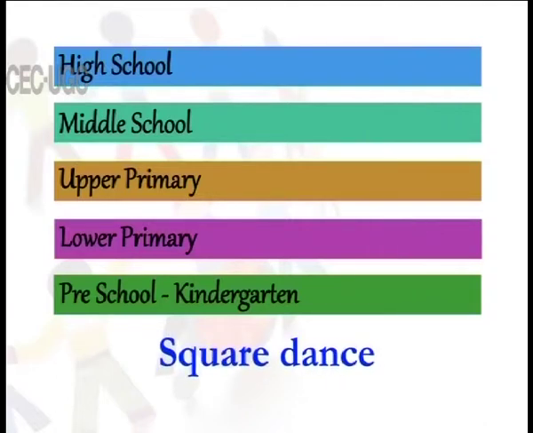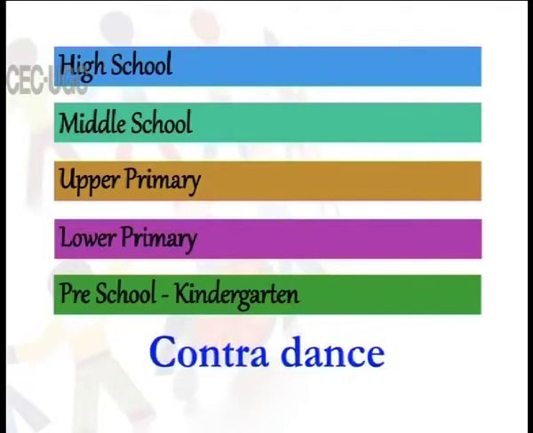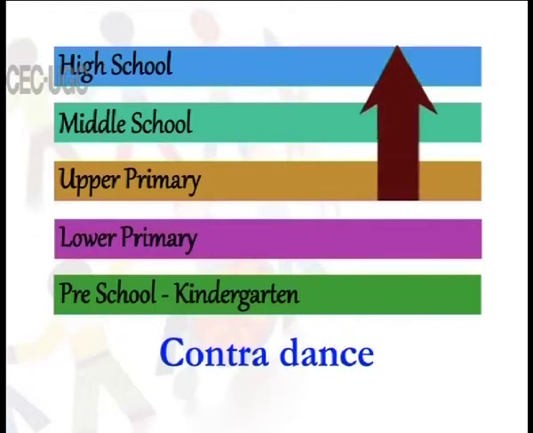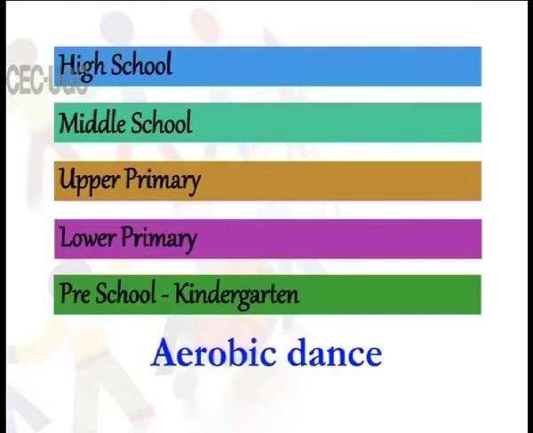For the square dance, it will start from upper primary, middle school, up to high school. For the contra dance, it will start from upper primary, goes middle schools, up to high school. For the social dance, it will start from middle schools to high school. And the last, the aerobic dance, will start from middle schools to high school.